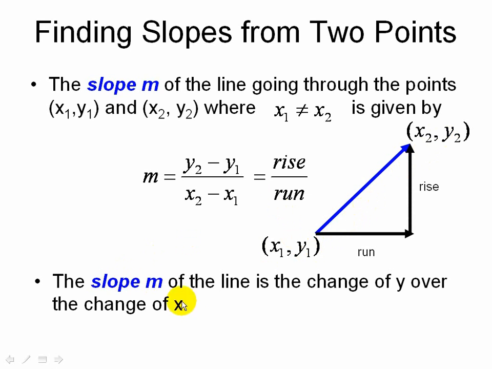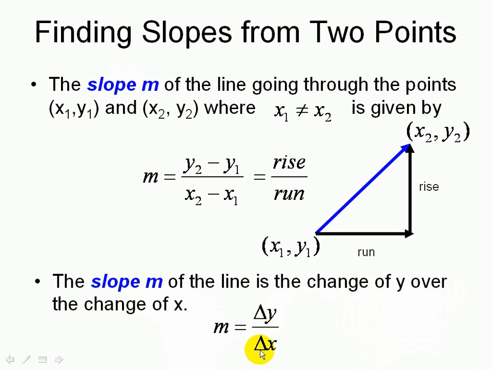Another way to view the slope m of the line is that it's the change of y over the change of x. So what we have for the slope m is also notated here as delta y, which means the change of y in the numerator, over the change of x found in the denominator.